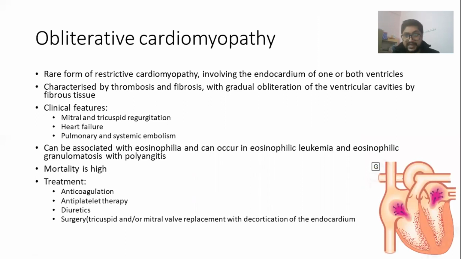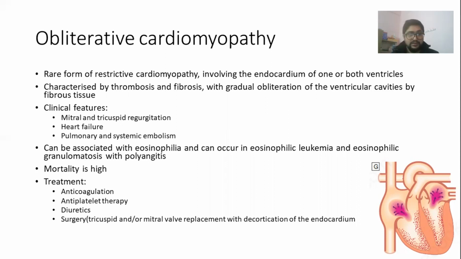The unique feature of this cardiomyopathy is that it involves the endocardium. There is involvement of the endocardium of one or both ventricles, and when the endocardium is involved, there can be thrombosis and fibrosis leading to obliteration of the ventricular cavities by fibrous tissue, pulmonary embolization, heart failure, and mitral and tricuspid regurgitation. These are usually associated with eosinophilia and can occur in eosinophilic leukemia or eosinophilic granulomatosis with polyangiitis.